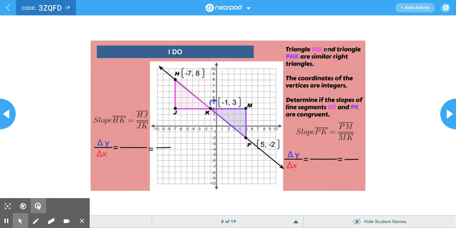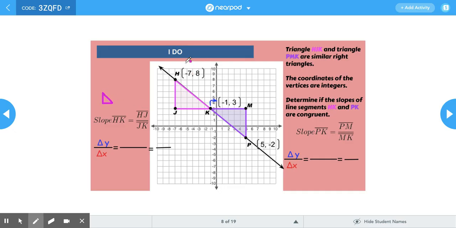Okay, this first algebra problem says triangle HJK and triangle PMK are similar right triangles. The coordinates of the vertices are integers. Determine if the slopes of the line segments HK, which is the hypotenuse of the pink triangle, and PK, which is the hypotenuse of the purple triangle, are congruent. Congruent just means the same. And so slope of HK would be the pink triangle.